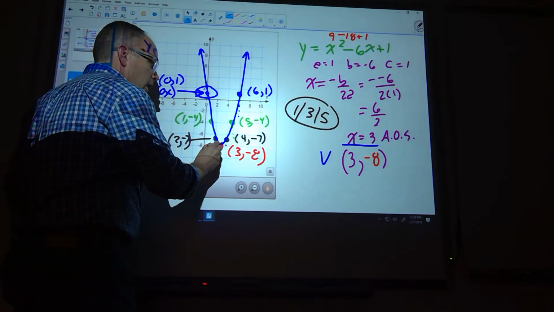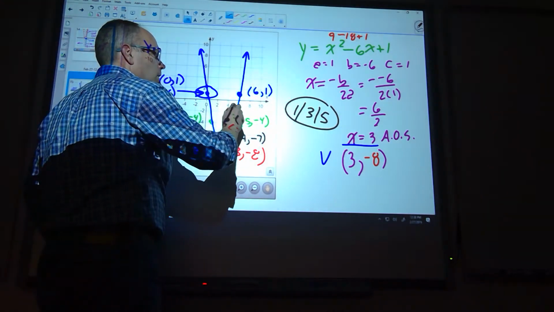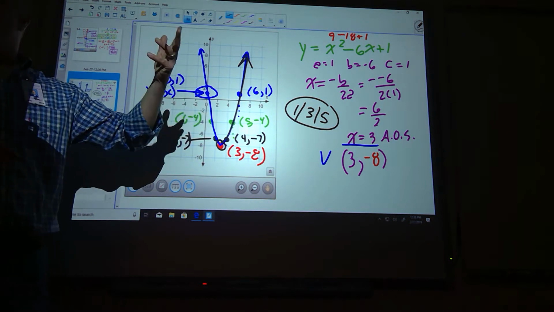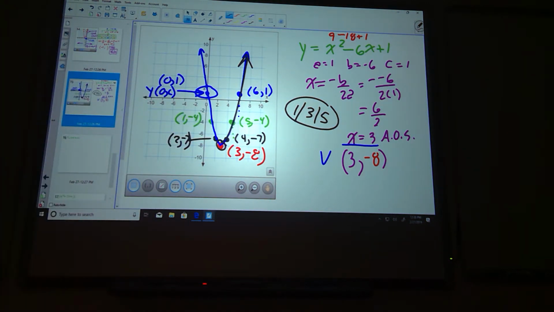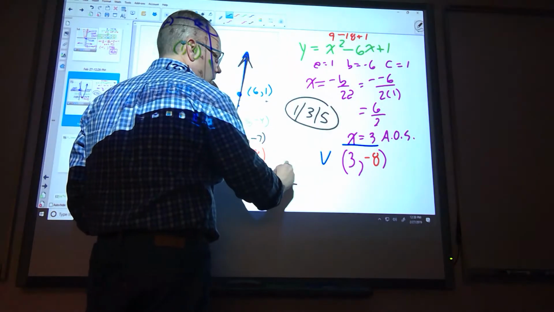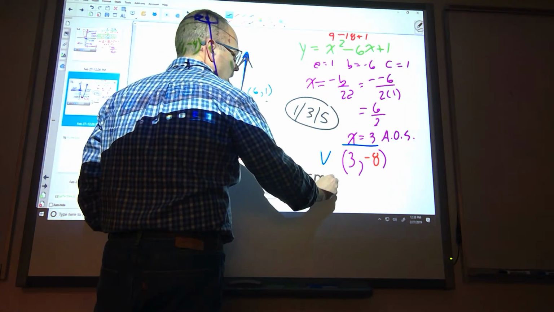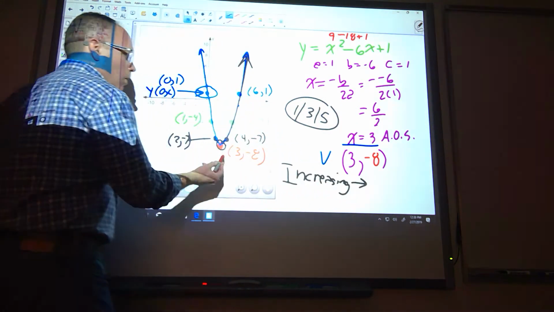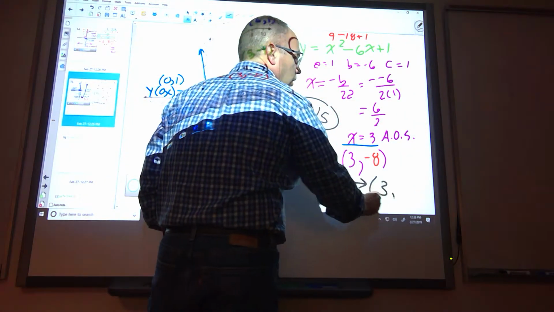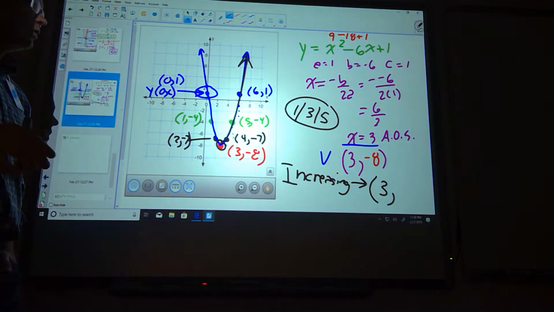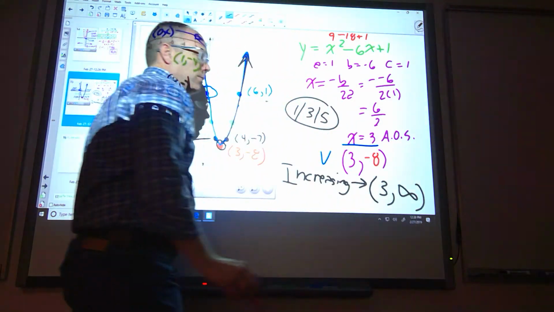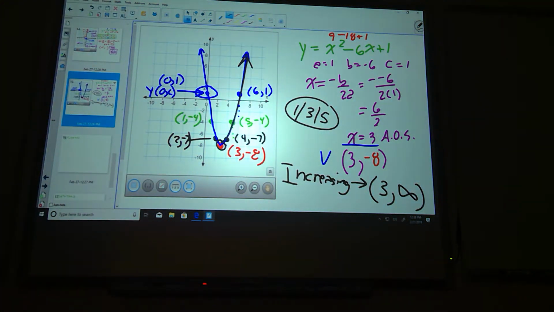So right over here, starting at the vertex, not including it, where I made it black, if I picked any of these sets of points and I found the slope, y2 minus y1 over x2 minus x1, I get a positive number. So it's increasing. We're going to talk about the x direction where it's increasing. Well, it's starting at 3. It's a round bracket because exactly at 3, the slope is actually 0. And then going that way to infinity. So it's increasing from 3 to infinity. Cool.